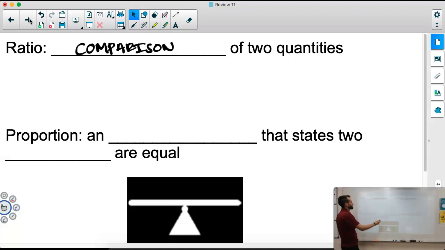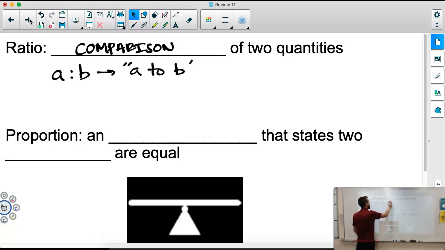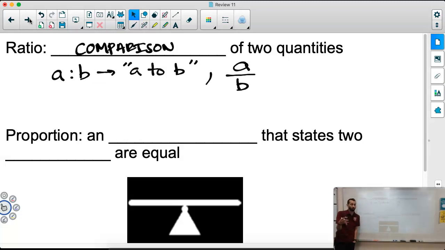Did I spell that right? You guys double check me, all right? Of two quantities. Most often, you're going to see this written as A to B. The way we read this is A to B. But it can also be written as a fraction. Okay, it's the same idea. Ratio is a mathematical term for a fraction, but you'll see this a lot.